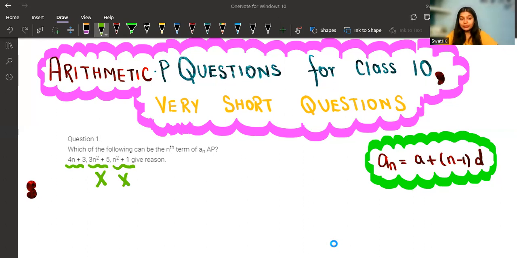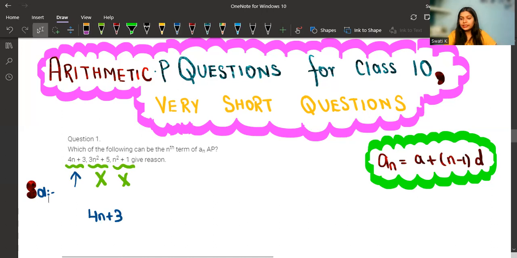So remember, the nth term of an AP can only be a linear relation in n, and it follows this formula, which is an equals a plus n minus 1 into d. So the only linear expression that we can see here is 4n plus 3. Therefore, which of the following can be the nth term of an AP? It's just 4n plus 3. This is the solution. See, this was very simple and very straightforward. We got the answer already. Let's move to the next question.